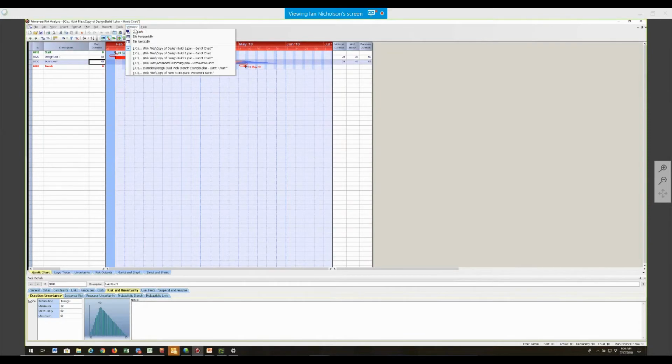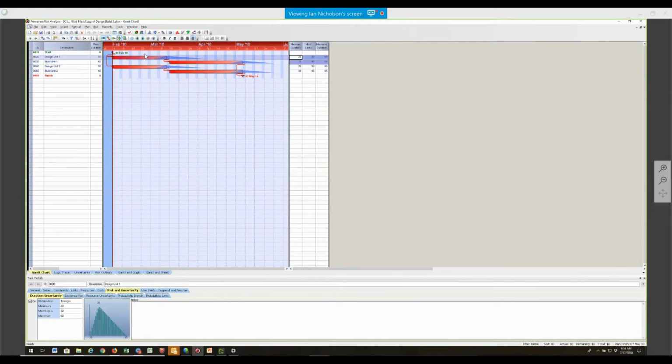So what I'm going to do is open up the one here called Design Build 2. This one is basically exactly the same as the first one, except now instead of 1 unit, we're building 2 units. The durations are exactly the same. The uncertainties are exactly the same. So would I expect to get exactly the same results? Let's see what happens. Again, I'm going to run the analysis.